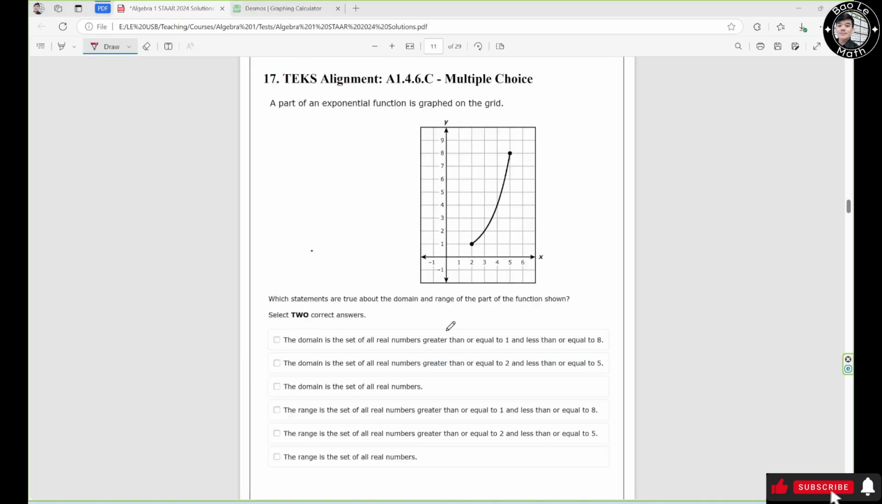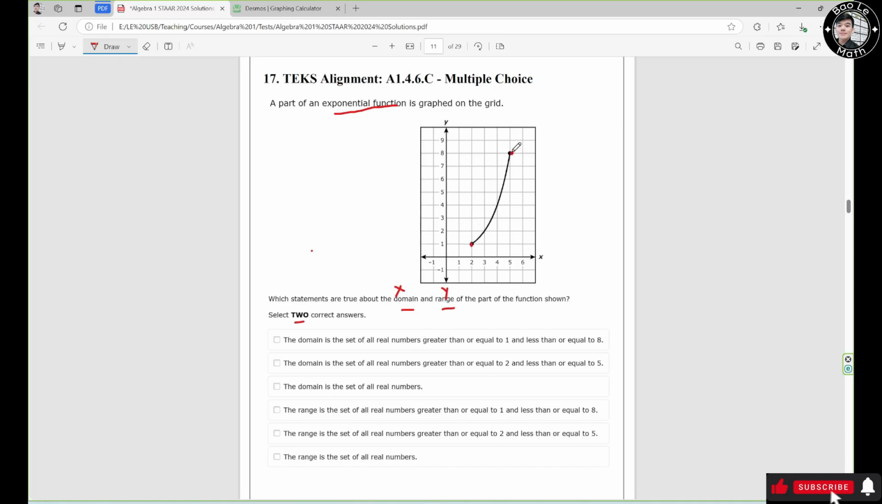Now let's move on to question number 17. A part of an exponential function is graphed. Which statements are true about the domain and the range of this function? Select 2 correct answers. Now look at this one right here. For the domain, we talk about the x values. For the range, we talk about the y values. So we look at the endpoints right here.